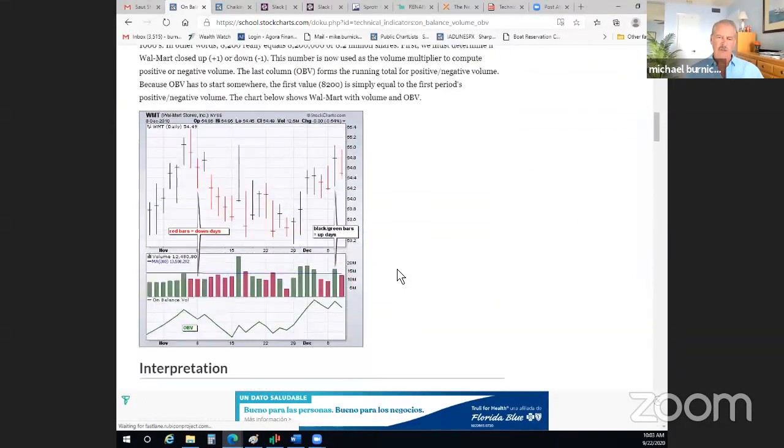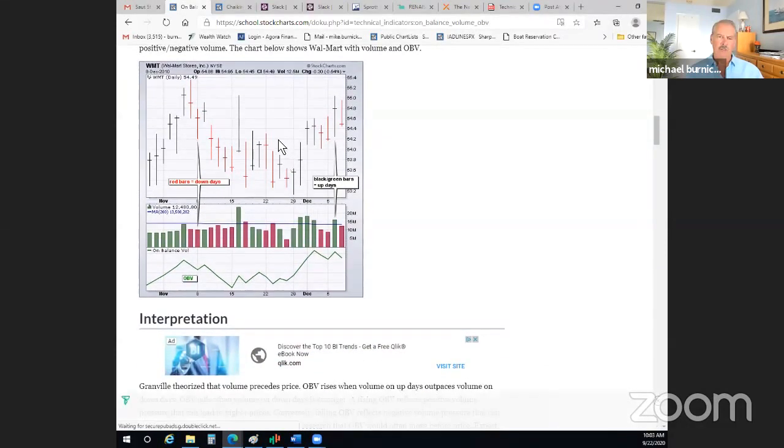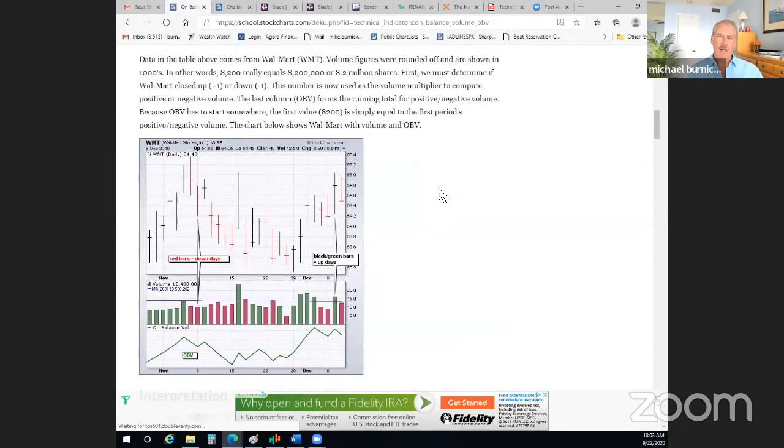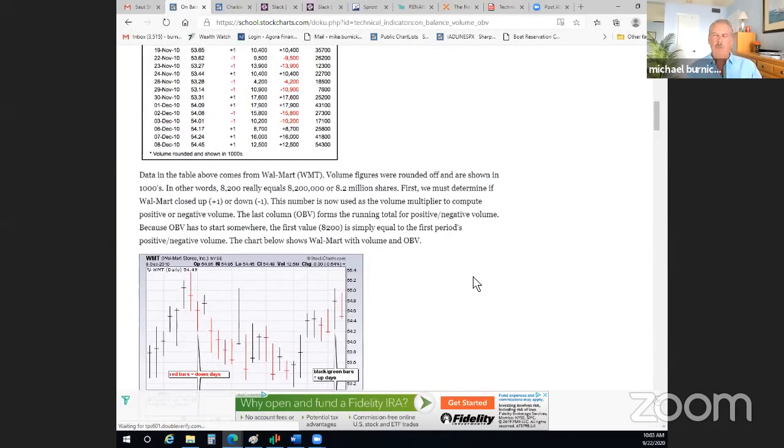And they show a chart here on Chart School of Walmart, and you can see the running total here on the lower level. This is on balance volume, which indicates more money flowing in here. Obviously, Walmart stock is increasing a bit. So, that's really how this price volume or money flow analysis got its start.